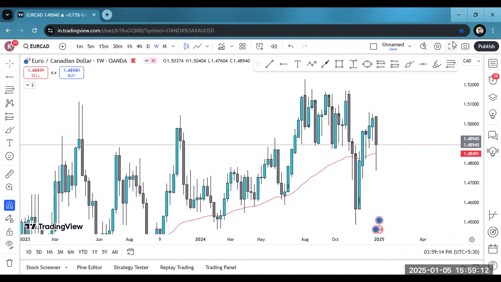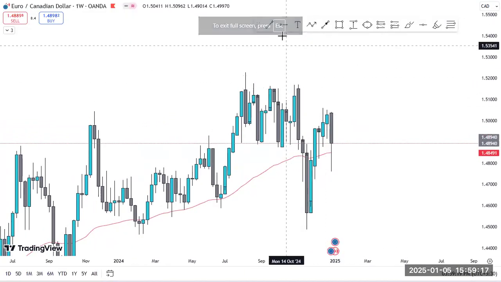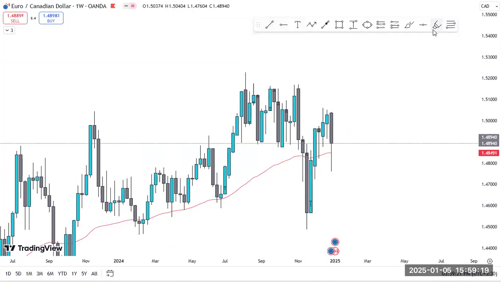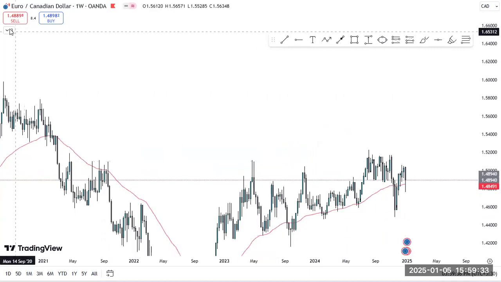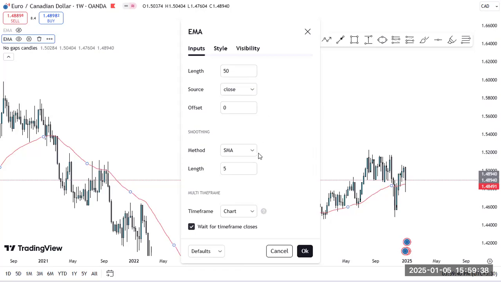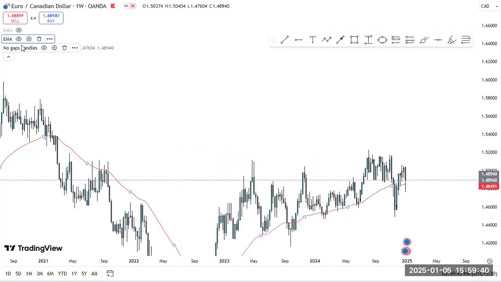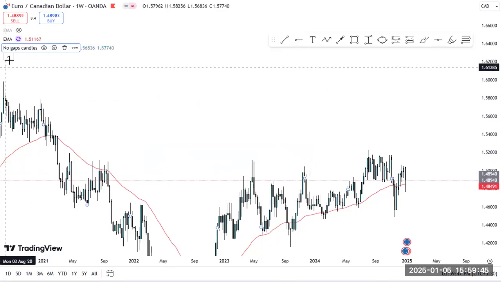Okay, let's start from this first. So first, let me show you what kind of indicators I use. I use a 50 EMA, you can see the settings here, and I use a no gap scanner. Nothing fancy, just two indicators.